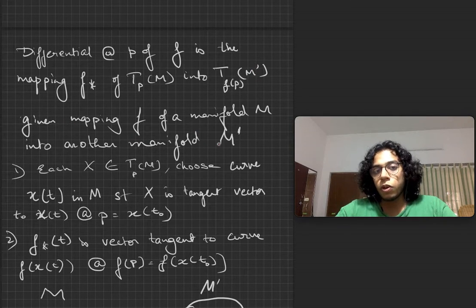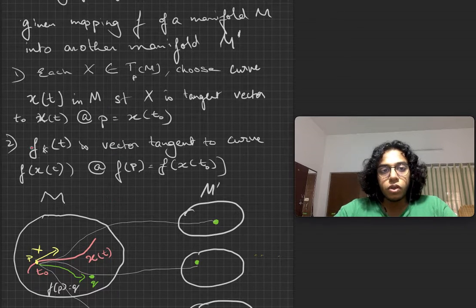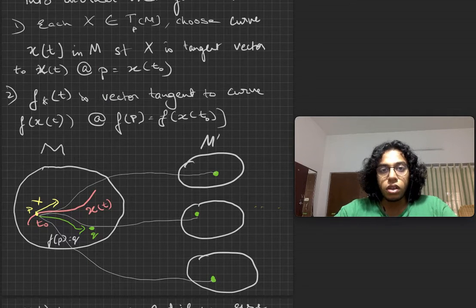So you have a mapping f of one manifold M onto another manifold M dash. So this is what the differential looks like. To understand this, let us visualize it. This is how it actually works.